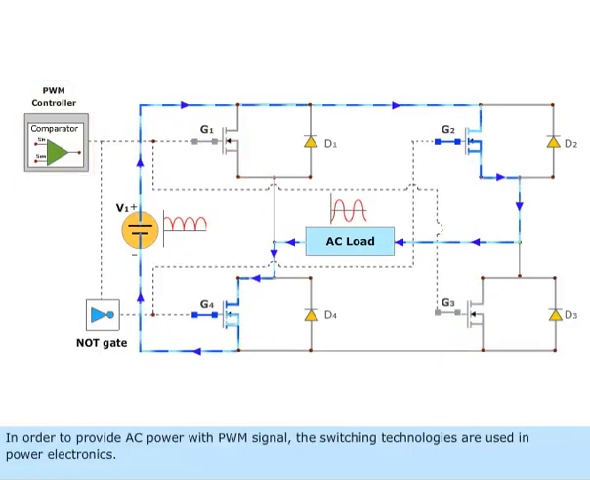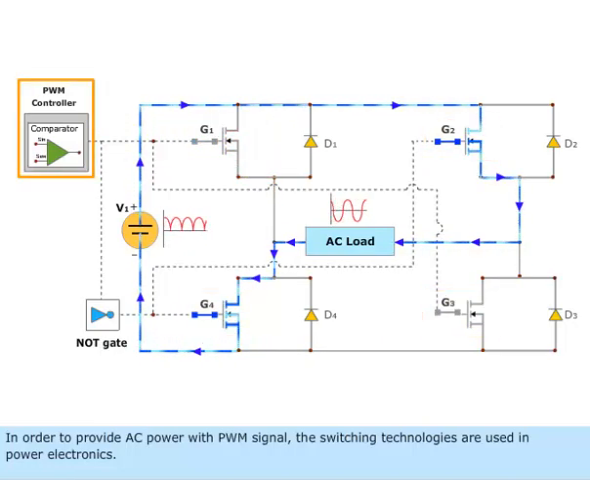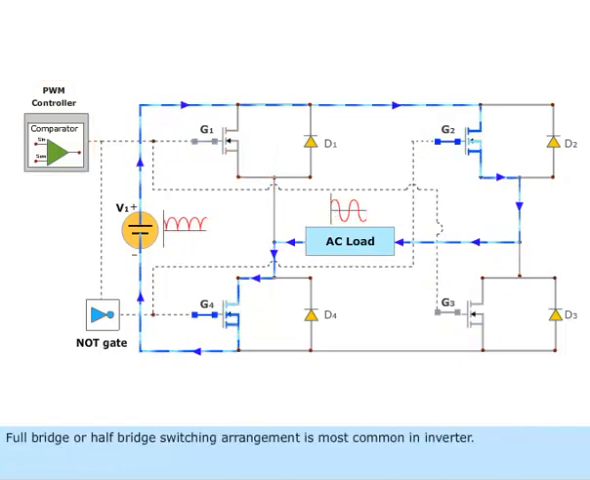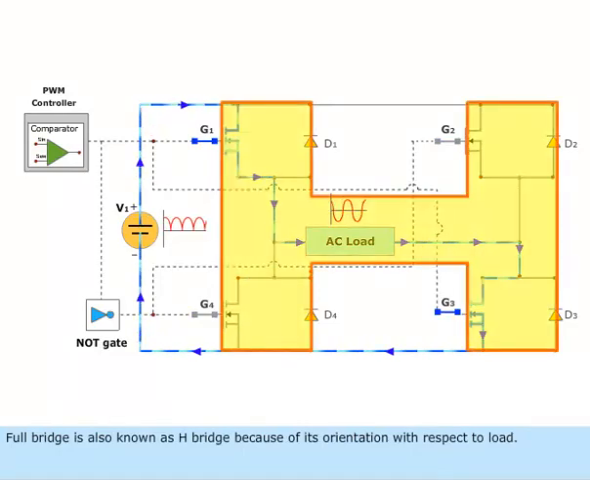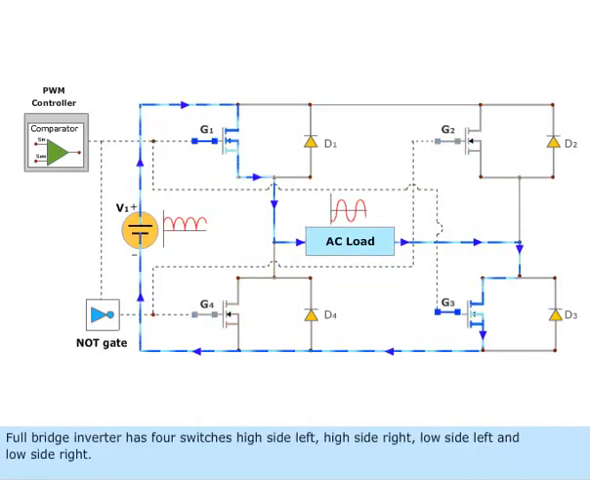In order to provide AC power with PWM signal, the switching technologies are used in power electronics. Full bridge or half bridge switching arrangement is most common in inverter. Full bridge is also known as H-bridge because of its orientation with respect to load. Full bridge inverter has 4 switches: high side left, high side right, low side left, and low side right.